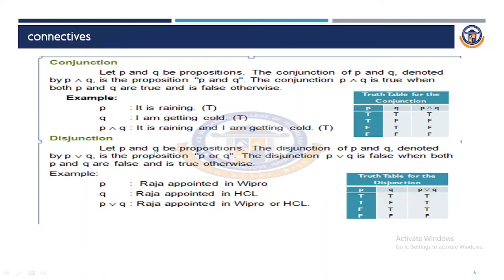Right? Example, P denotes Raja appointed in Wipro. Q denotes Raja appointed in HCL. What is disjunction of these two statements? P or Q. Raja appointed in Wipro or HCL.